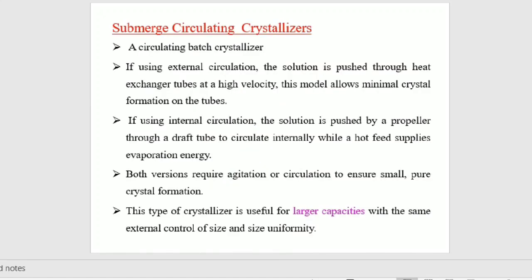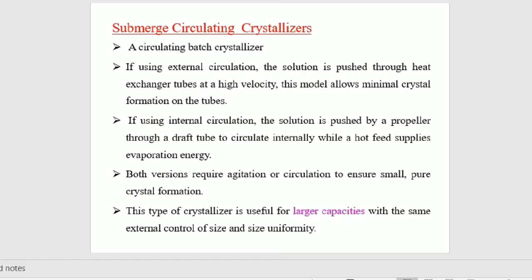Now, submerged circulated crystallizer. It is one of the evaporative style crystallizers. It is the batch type crystallizer used in industry. It contains two modes. One is the external circulation mode and the other is the internal circulation mode. In external circulation mode, the solution is pushed through a heat chamber at a high velocity. This model allows minimal crystal formation on the tubes.